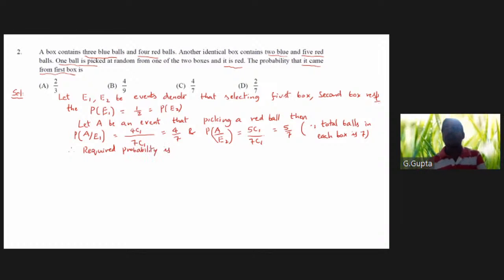The required probability is the probability that it came, now that event A has happened, from the first box. The first box we denoted by event E1. So what is this? It is the inverse event. E1 given A is the inverse of A given E1. That is of special interest in Bayes theorem. So now it is asking about box 1 after the picking of a red ball.